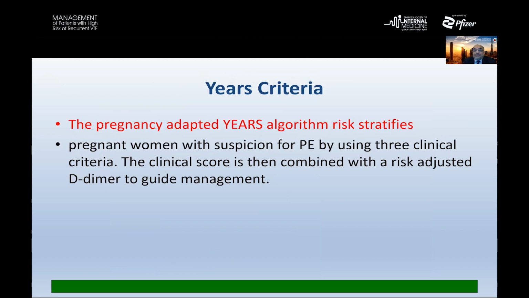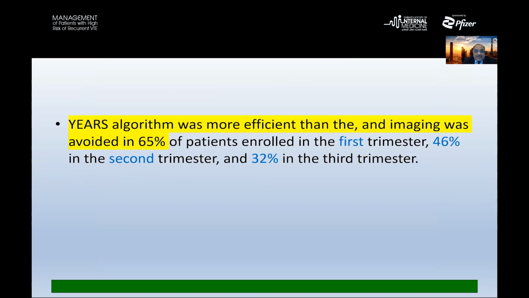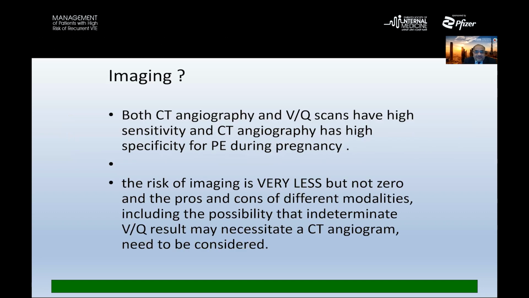So what will you do? Again, we could do the YEARS algorithm. I personally don't take the risk of doing the YEARS algorithm in a pregnant lady. I don't risk the baby and the mother. People are using it and they are very happy with it, but the guidelines have not approved it yet. So I don't use it. The YEARS algorithm, according to the Dutch study, avoided imaging in 65% of the patients. But personally, as a challenge, I don't use it. And again, they will say, what will you use? You will use VQ or you will use CTPA.